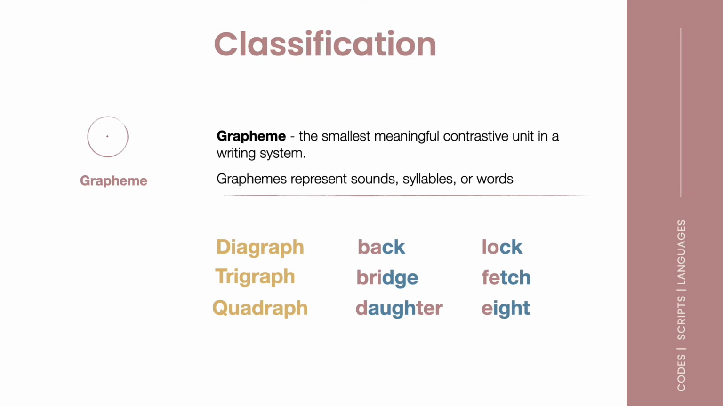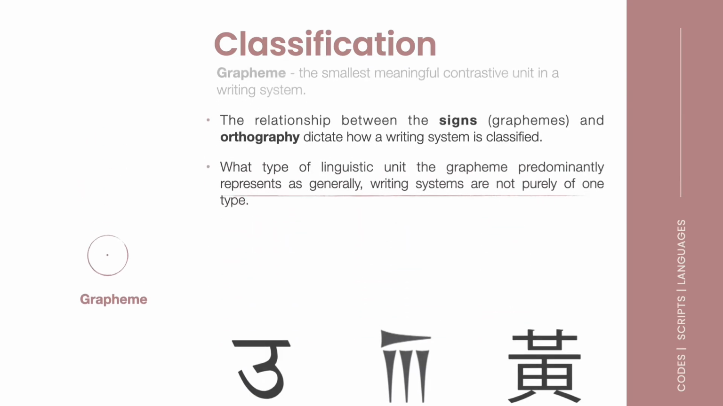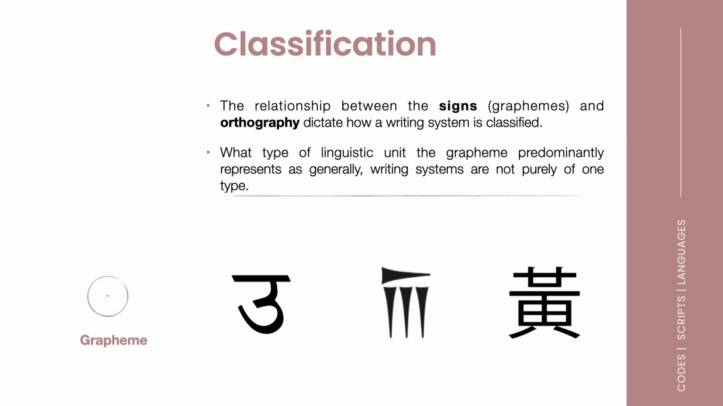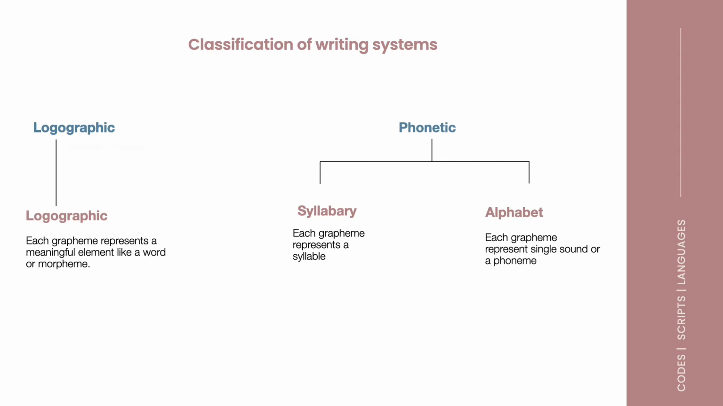Graphemes help us decide how a writing system is classified. And we do this by looking at the type of linguistic unit the grapheme in a given writing system predominantly represent. We say predominantly because generally, writing systems are not purely of one type. Writing systems are classified or grouped into a broad division of 2 categories. These are logographic and phonetic writing systems.